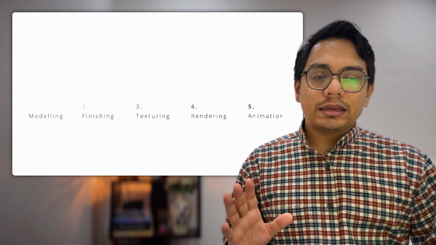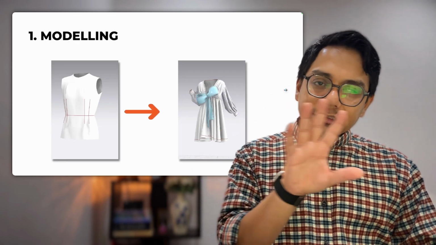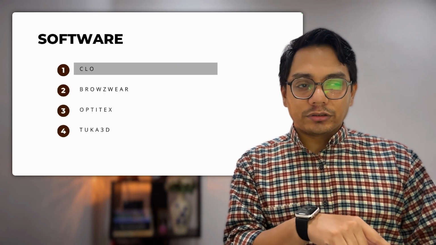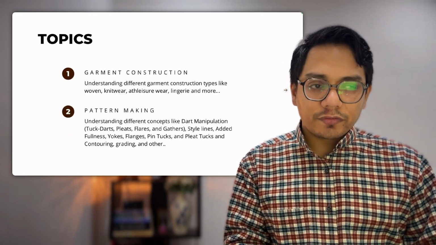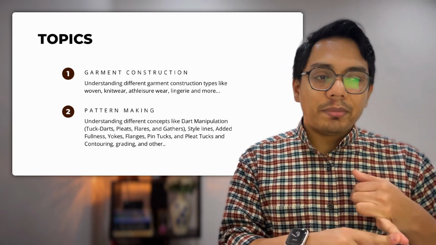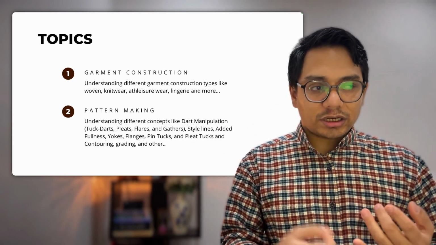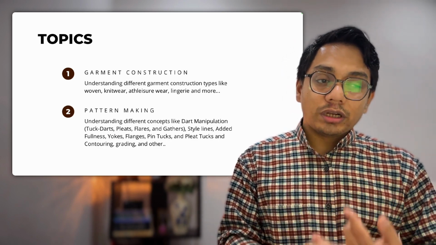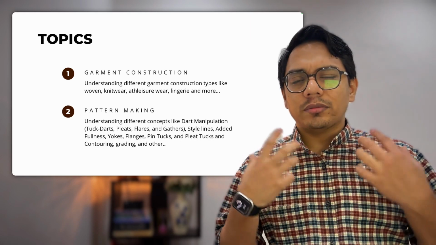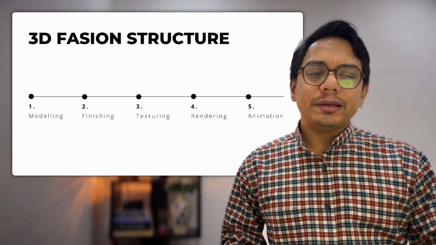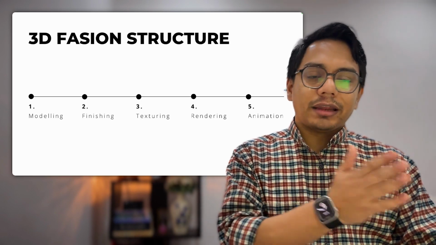Modeling is about taking a basic shape and converting it into a desired shape using the principles of pattern making. So if you're using any software, it becomes highly important that you understand garment construction, how different kinds of garments are constructed, and then understand the techniques of pattern making. So these two become very important, right? After this, you basically have finishing, texturing, rendering, and animation.